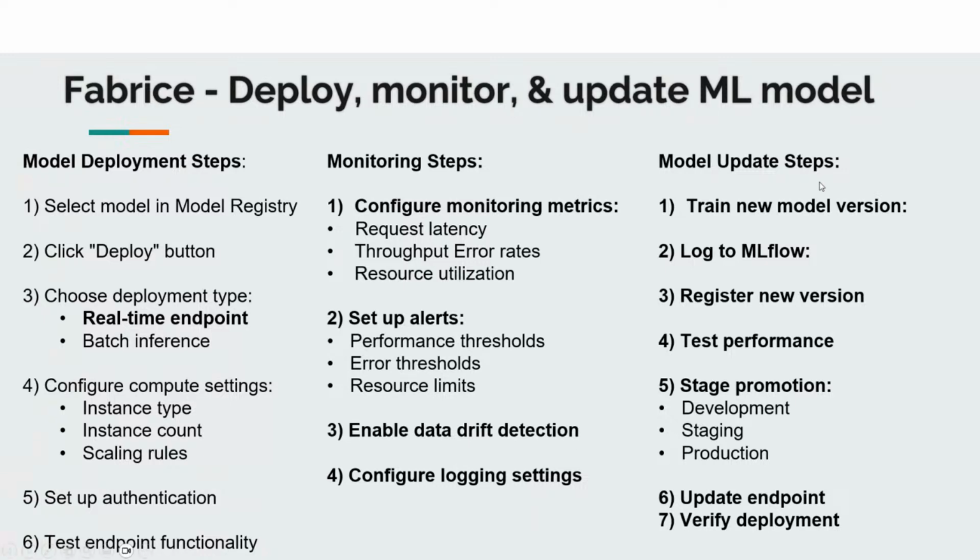And then model updating steps. When you train a new version of model, you can log that to MLflow. MLflow is like the management tool for machine learning models in Fabric. You register a new version. You test the performance of the new model. You can stage promotion in here that we talked about, like development, staging, and production. You can do those through all three stages to make sure that the predictions are good and that it's ready to use. And then you update the endpoint with your new model, and then you verify your deployment.